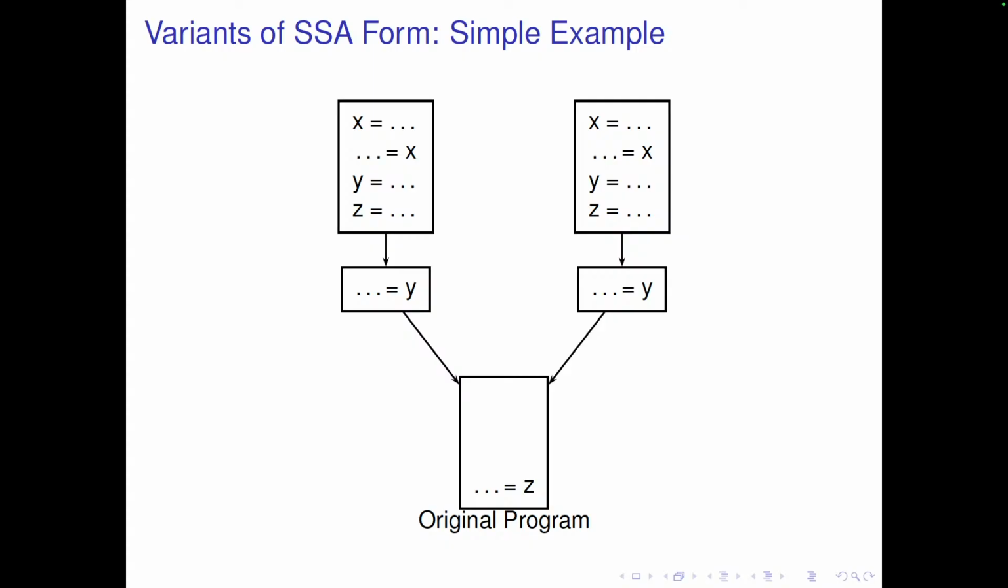Okay, but even that is not optimal, like we saw in this case. This phi is really not needed, because this is never going to be used. So let's see what we can do. Have you got it? It's not very difficult.